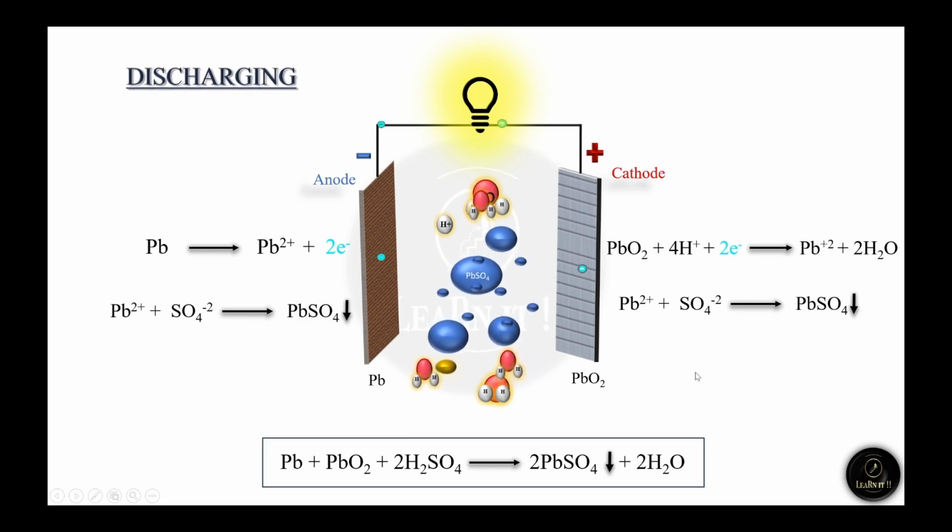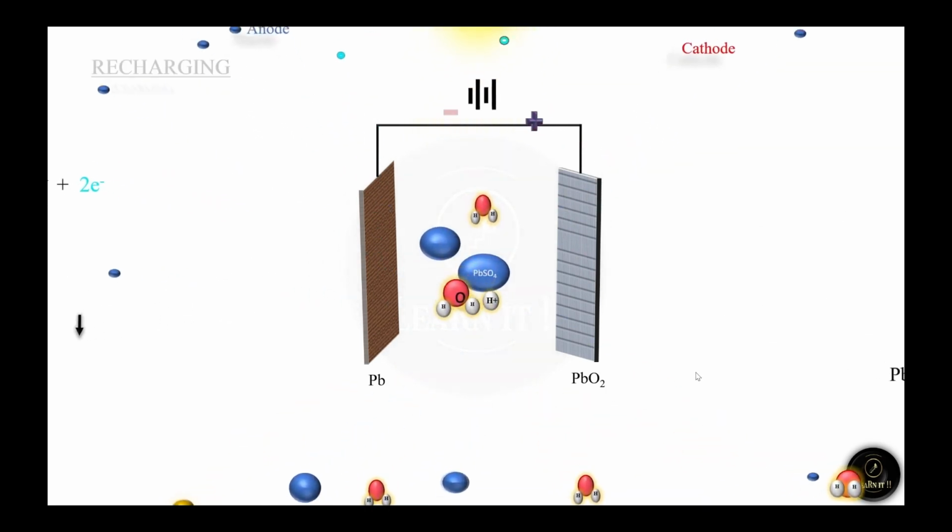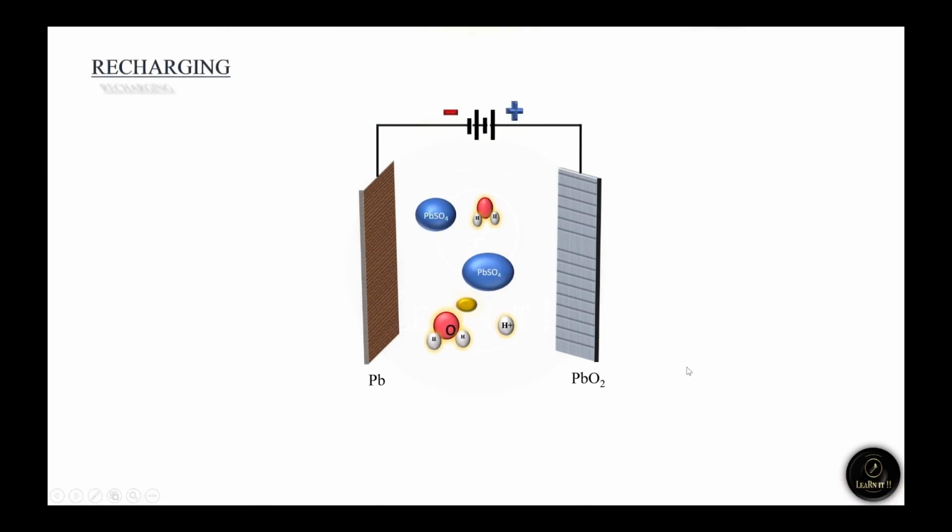So after discharging, we need to recharge it by connecting the terminals of an external electric source. We should focus on the terminals of the external electric energy source which are connected to the plates. The positive terminal is connected to the lead oxide plate, and the negative terminal is connected to the lead plate.